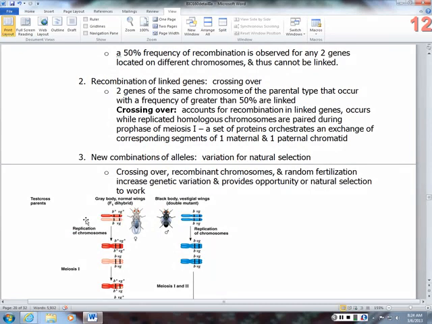So these new combinations of alleles provide more variation for natural selection to be able to have the stronger one thrive. You can't really have natural selection if everybody gets the same traits. There isn't going to be one that's better that survives. The only way we're going to know which one is better is to throw those variations out there and see how they do.